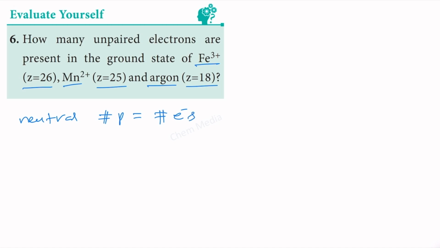When they give atomic number, what does it mean? It means it contains that many protons. Here, everything is not neutral, only argon is neutral. Fe3+ and Mn2+ are charged species. Therefore, in Fe3+, how many electrons will be there?